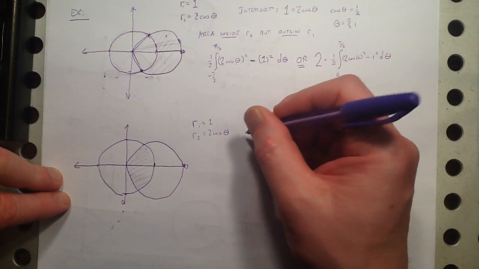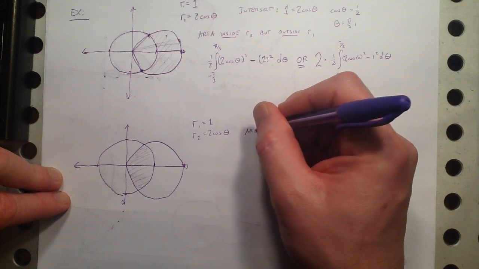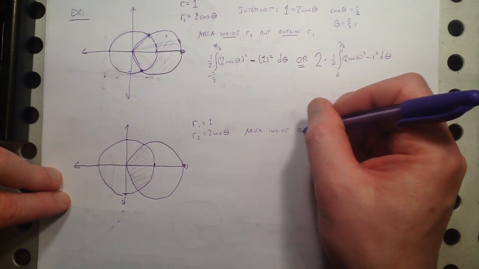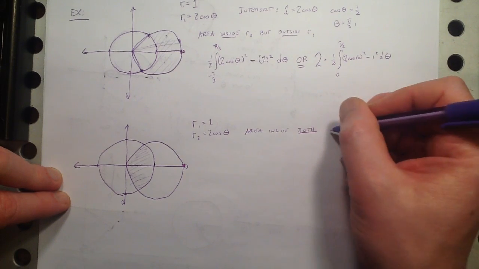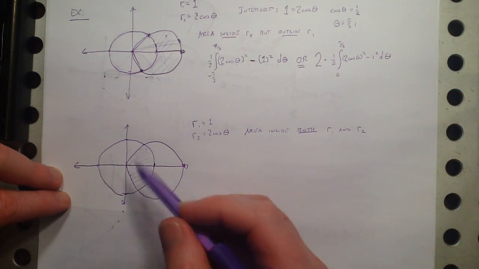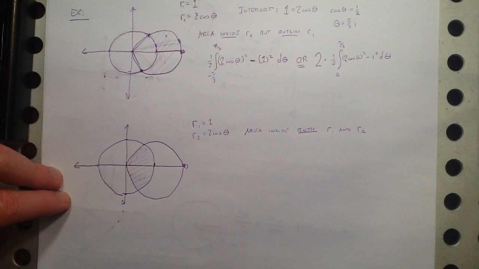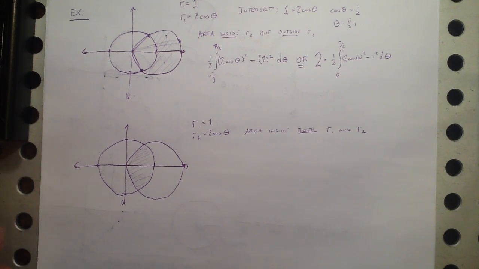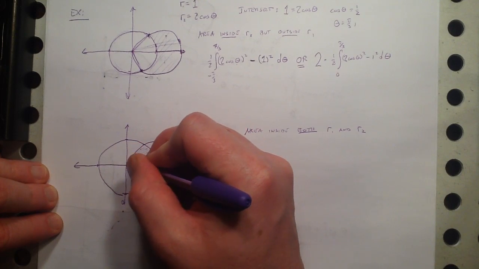So how would that be described? That would be the area inside both R1 and R2, right? It's the overlap region. It's inside both. Okay, so this is a little trickier.